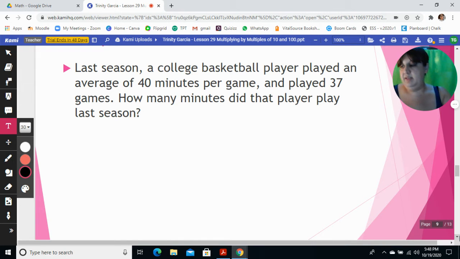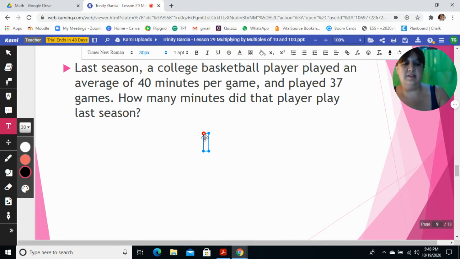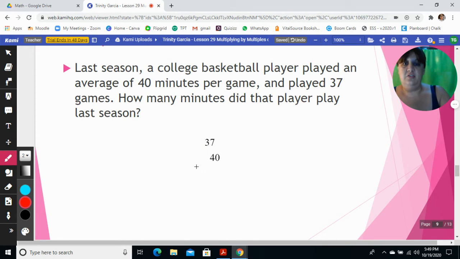Well, we want to make this much easier on ourselves. So what we're going to do is we're going to set up our problem just like we practiced. And we're going to put 37 at the top. And you guessed it, we're going to put 40 at the bottom. But remember that we need to put the 4 under the 7 and let that 0 hang out the end. Okay? Now we need to draw our nice line. We need our multiplication sign. And then we're going to do the first step, which is to drop that 0 down.